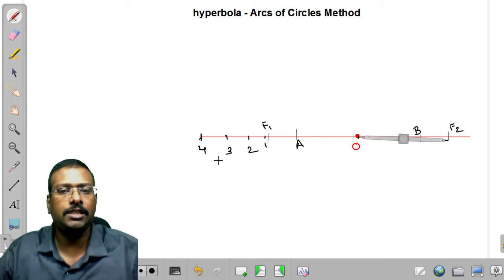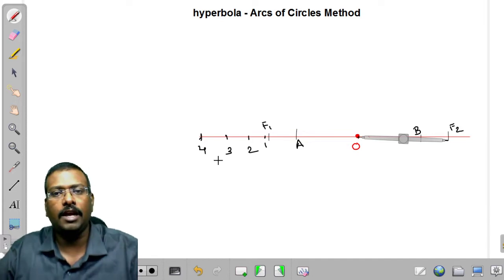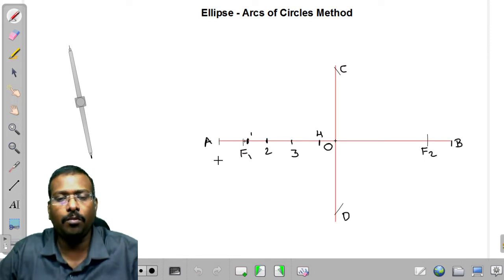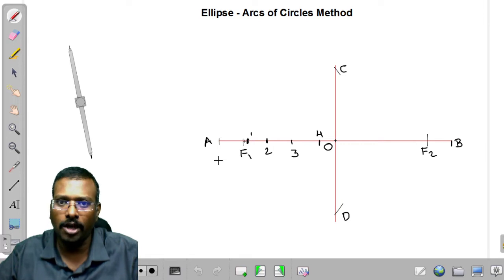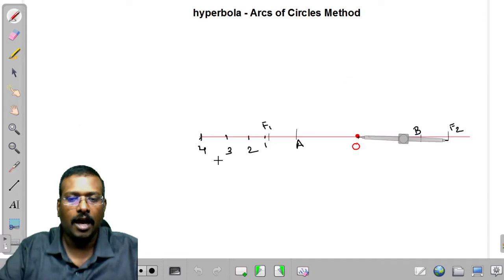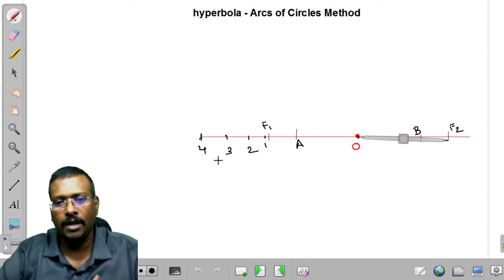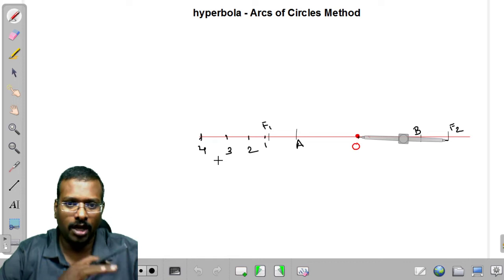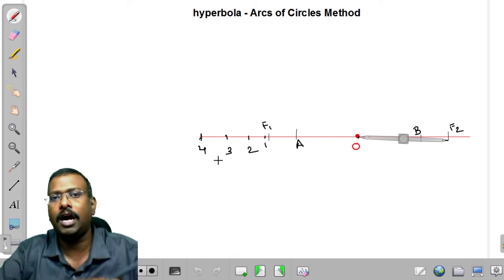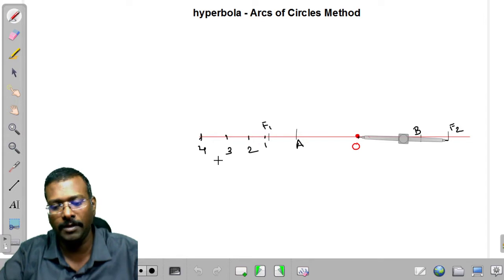So first step is we have to mark A B and F1, F2 for both the cases. Then we have to mark 4 points on the axis by starting from F1 towards O for ellipse, and away from the O side for hyperbola. This point only is different for hyperbola and ellipse. Remaining steps will be the same.